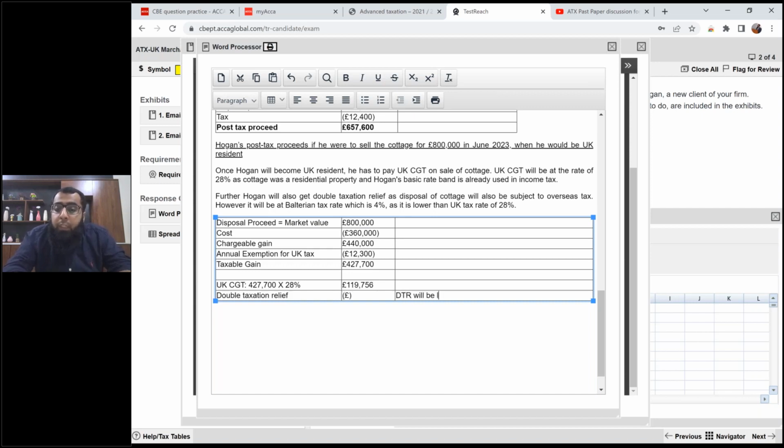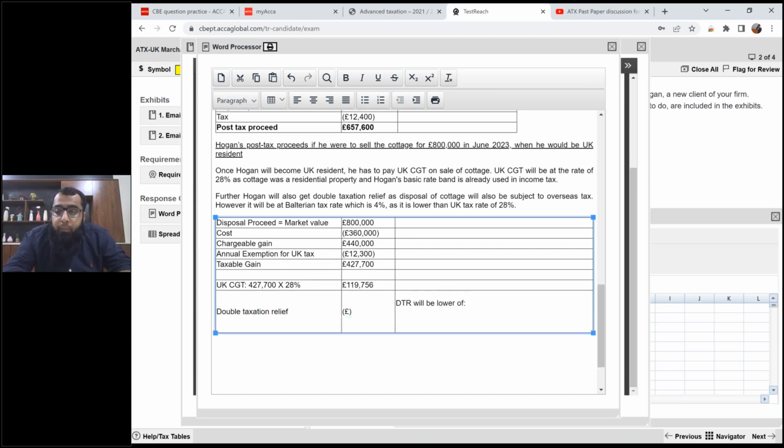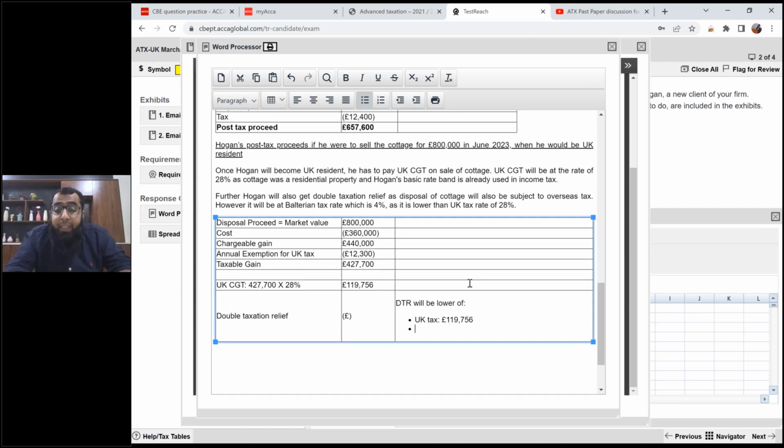DTR will be the lower of two things. What is the UK tax? UK tax is 119,756. Now here a student can make an error. Here the student can make an error. The overseas tax will be on 440,000 because in Baltira there is no annual exemption. Do you remember? In Baltira there is no annual exemption.